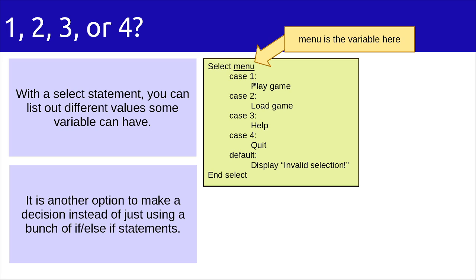And so if they choose option 1, it'll play the game. If they choose option 2, it'll load the game. If they choose option 3, it'll go to the help screen. And if they choose option 4, it'll quit. And then we have a default case for if they enter anything else, anything that's not 1, 2, 3, or 4, and it will display invalid selection in that case.